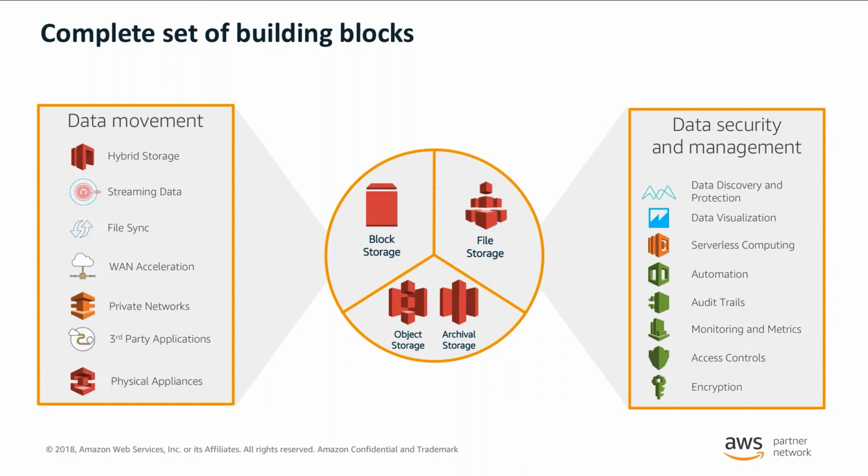As mentioned, we have the widest range of data movement choices, including hybrid, streaming, file sync, WAN acceleration, private networking, third-party application, and physical appliances, depending on what your need is to move the data. AWS offers the best-in-class data security and management services and features, including data discovery and protection, data visualization, serverless computing, automation, audit trails, monitoring and metrics, access controls, and of course, encryption.